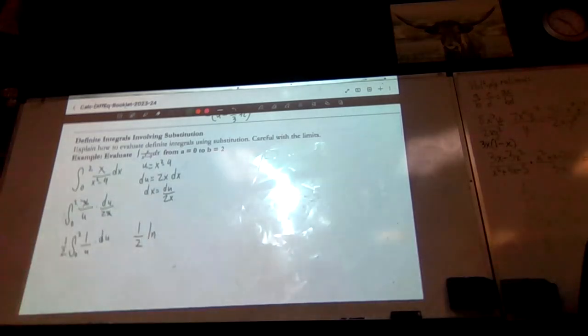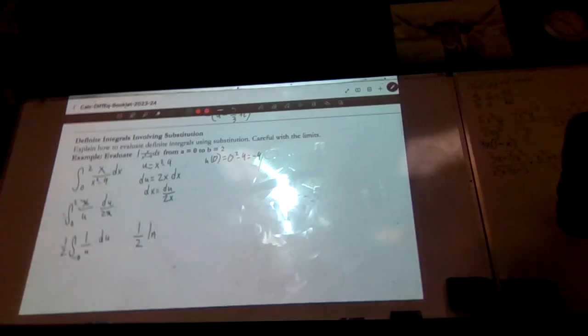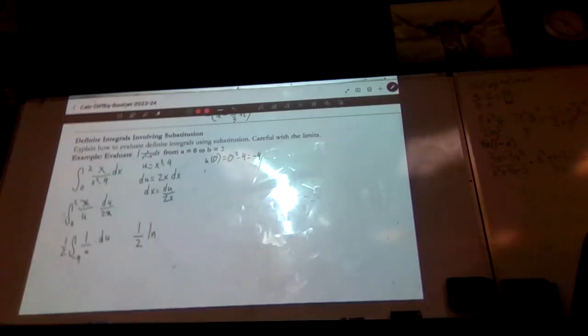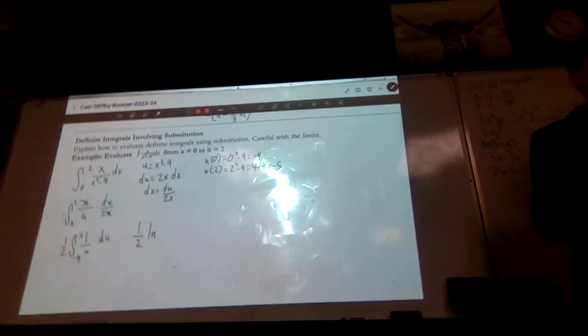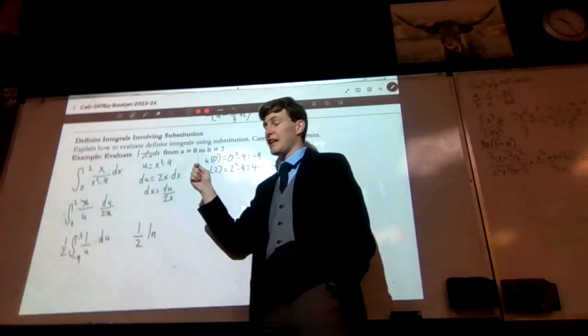So really, even though I wrote 2 and 0 here, that is not correct. Instead, I would say u at 0 equals -9, which is going to be my new lower bound, and u at 2 is going to equal -5. The nice thing about this is I don't have to u sub back in. I can just keep my u.